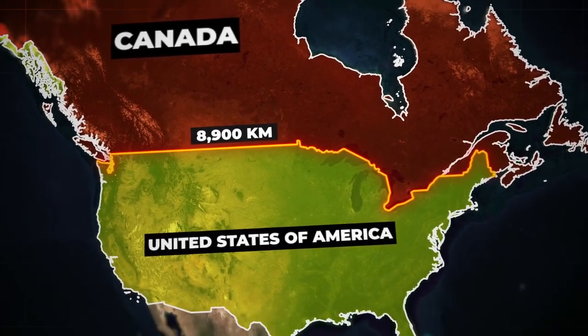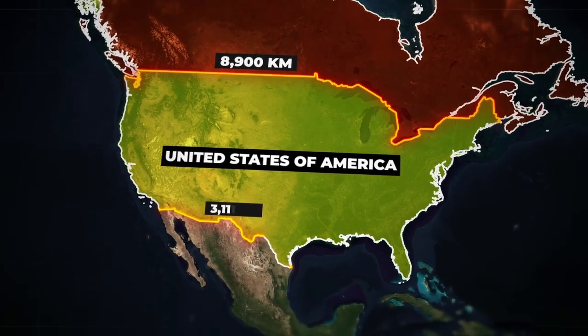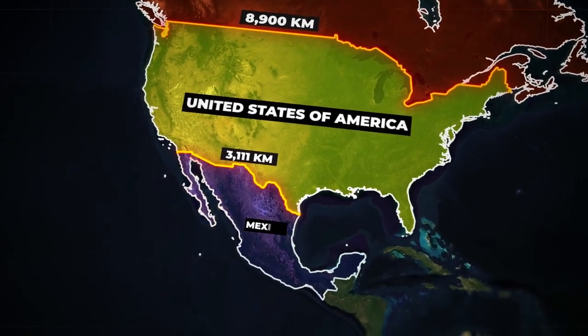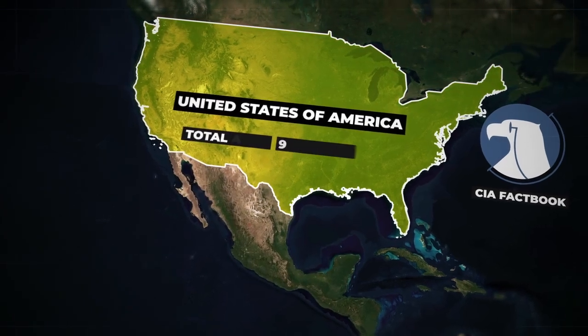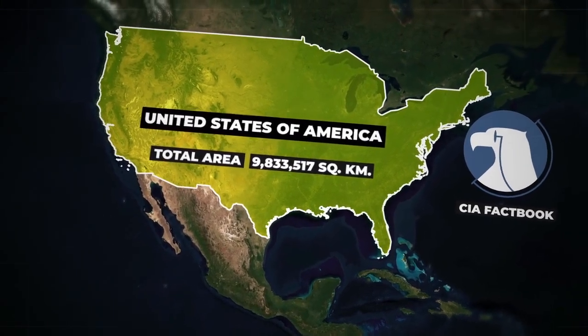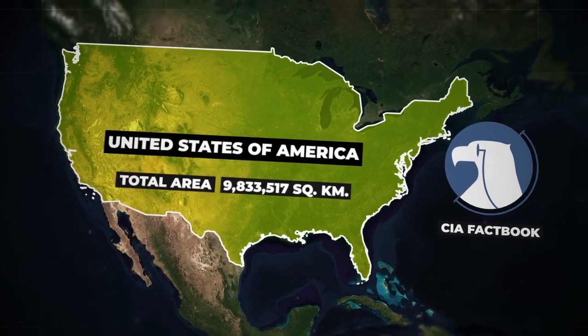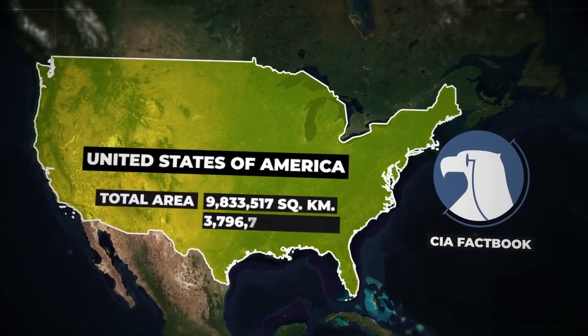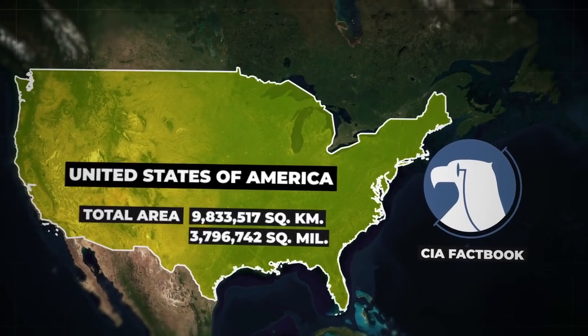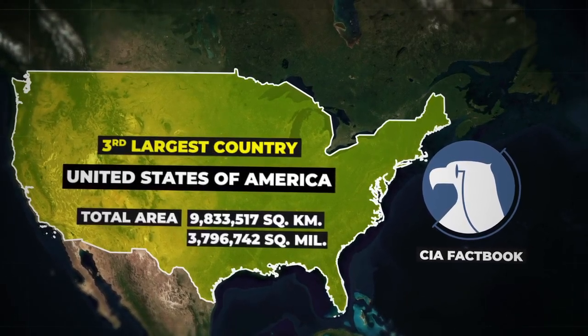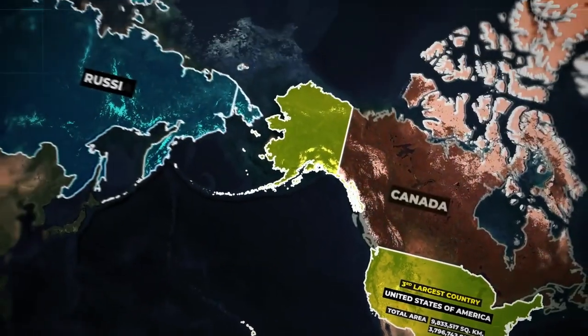To the south, the United States shares a 3,111-kilometer-long border with Mexico. According to the CIA Factbook, with a total area of 9,833,517 square kilometers, which is 3,796,742 square miles, the United States is the world's third largest country, following Russia and Canada.